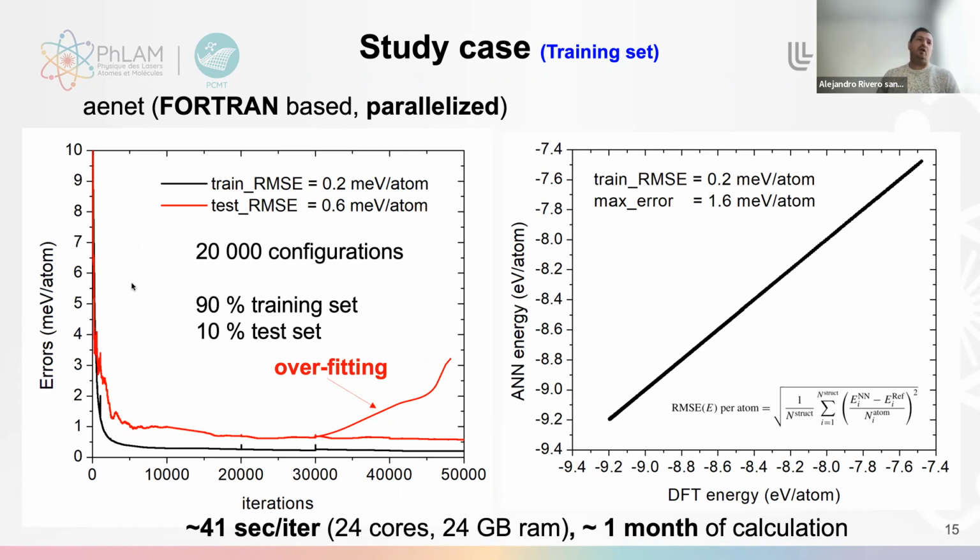How do you detect overfitting? Well, when the test set begins to have an increase in the error during the training, while the training set continues with the decrease of the error. So after the training of our neural network, we obtain a very good average error of 0.2 millielectron volt per atom. And if you observe here the correlation between the neural network energy and the DFT energy, the correlation is perfect, and the training process is well done.